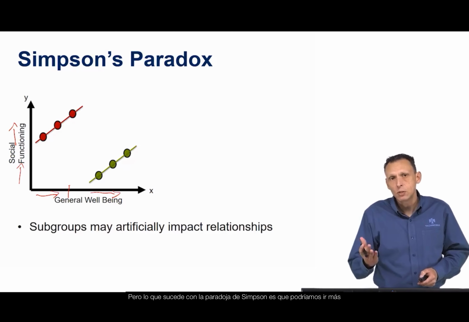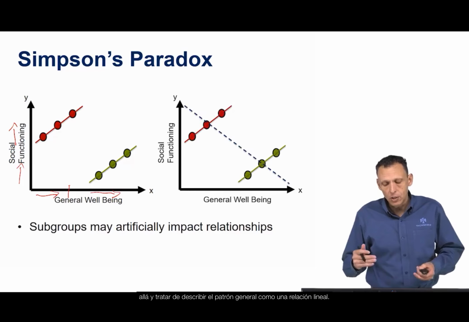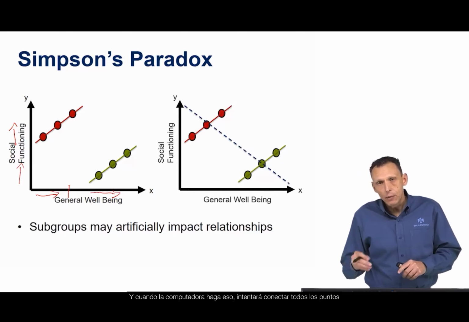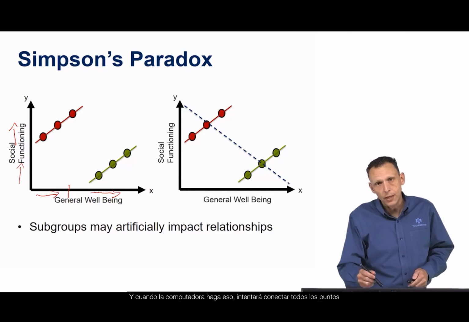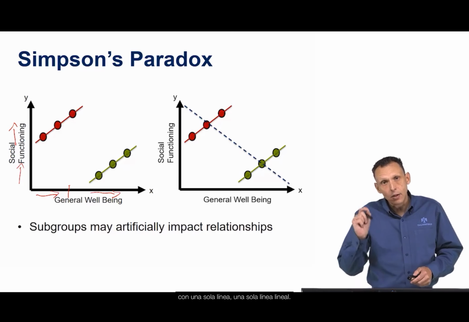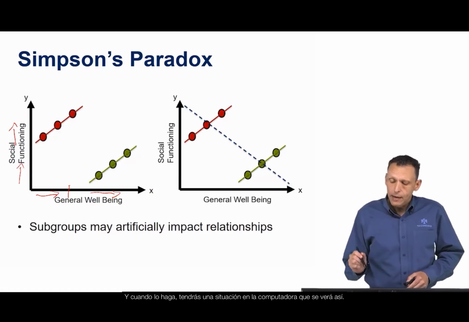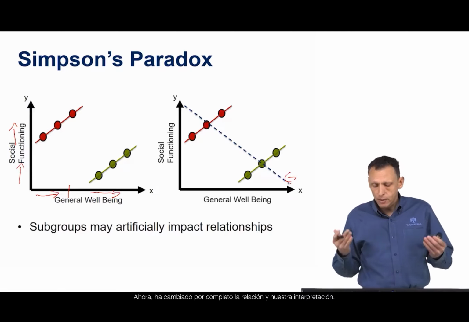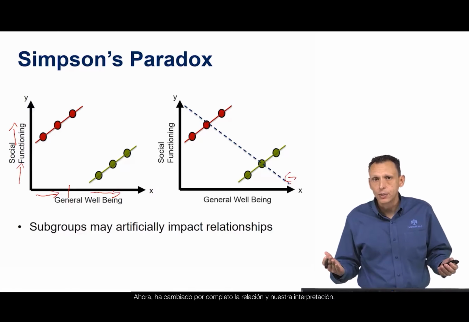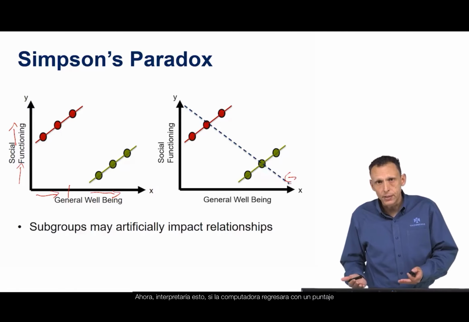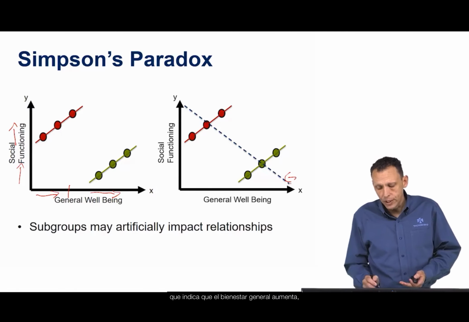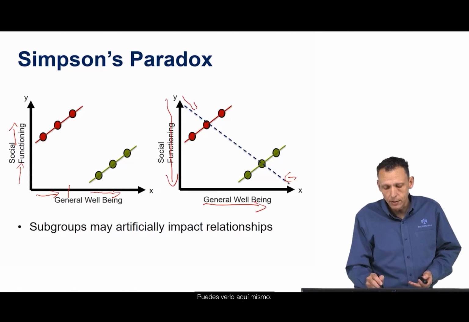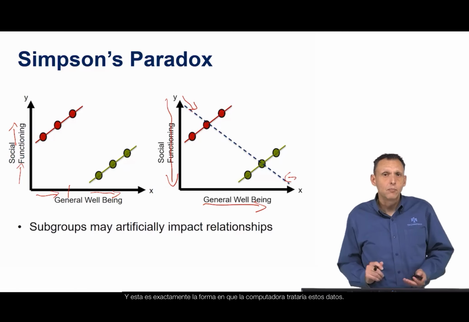But what happens with Simpson's paradox is we might go further and try to describe the pattern overall as a linear relationship. And when the computer does that, it's going to try to connect all of the dots with a single linear line. And when it does that, you're going to have a situation in the computer that looks something like this. Now it's completely changed the relationship and our interpretation. Now I would interpret this, if the computer came back with a score, that as general well-being increases, social functioning is actually decreasing. You can see that right here. And this is exactly the way that the computer would treat this data.